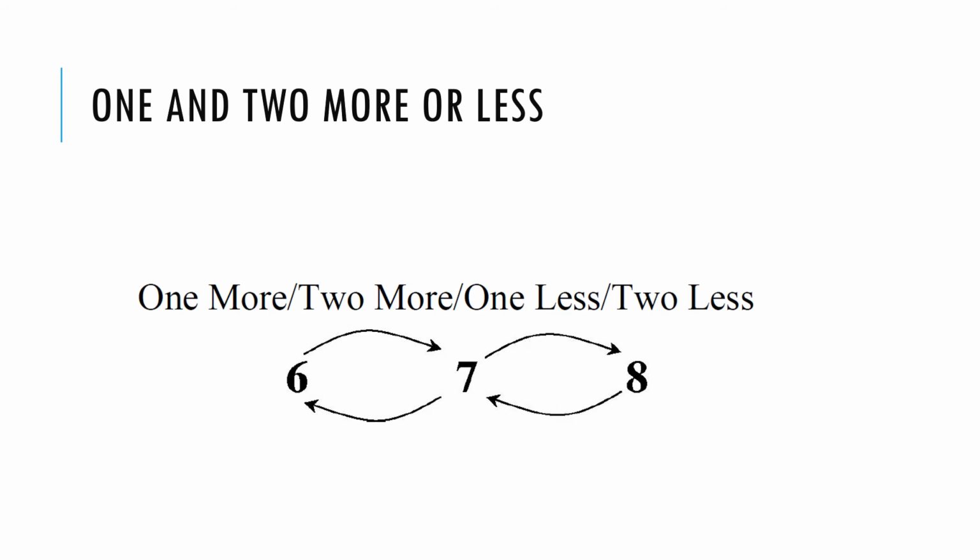Then we have our 1 and 2 more or less, and you can see from this kind of how that works. So 2 more than 6 would be 8, 1 less than 7 is 6, and so on. So they need to be able to do this with counters, with number lines, and then eventually just learning it.